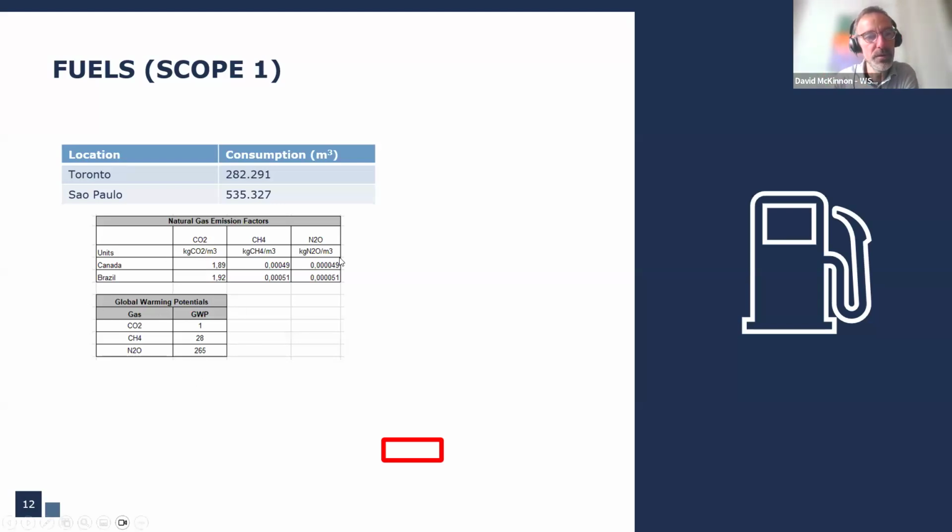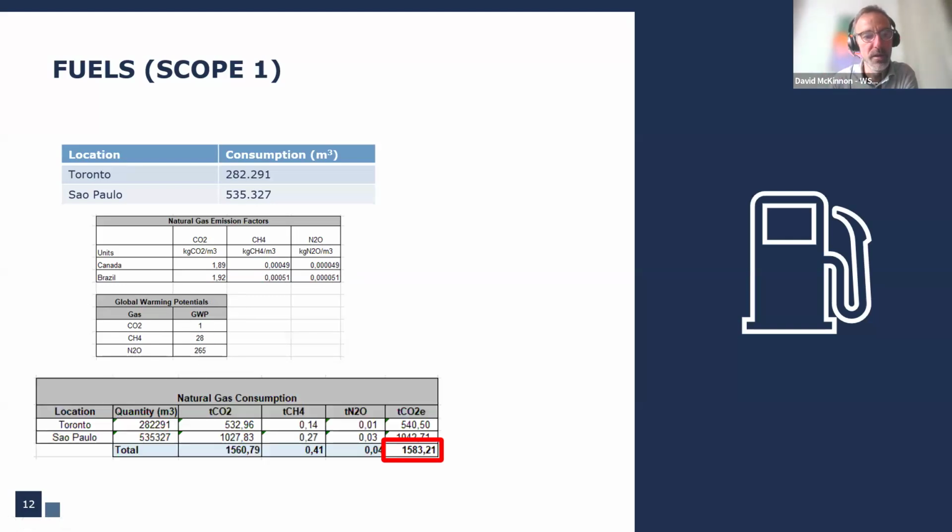And then you multiply those by the consumption to get a quantity of CO2, CH4, and N2O, and then you have to multiply those quantities of emitted gas by the global warming potentials to get a final quantity of CO2 equivalents. So in this example, it comes to 1,583 tons of CO2 equivalents from the plants combined. So that's that one.